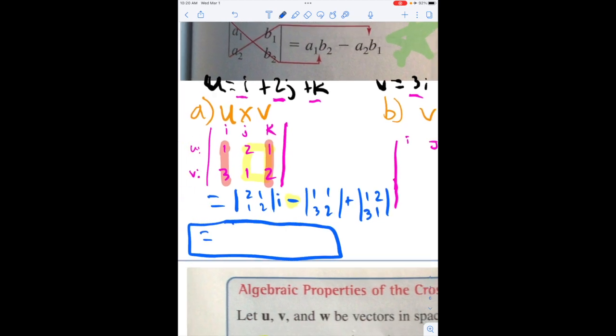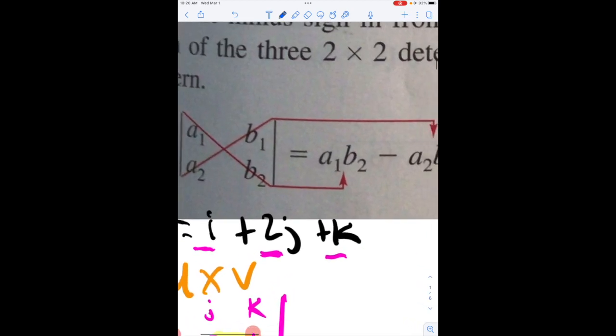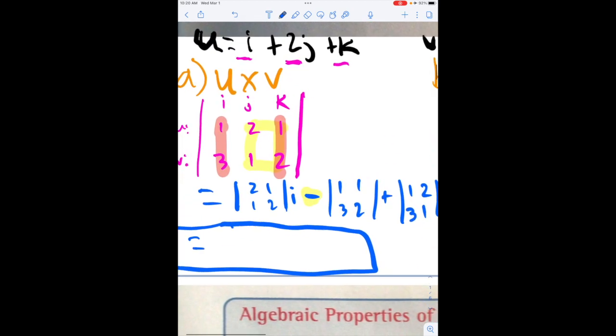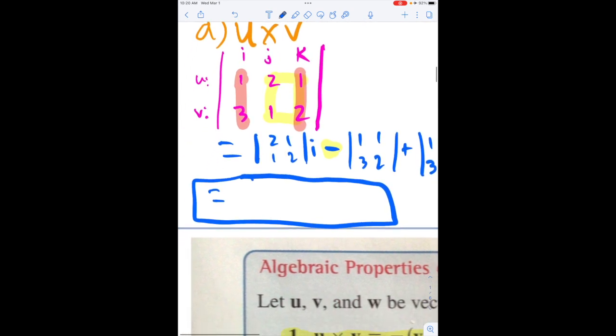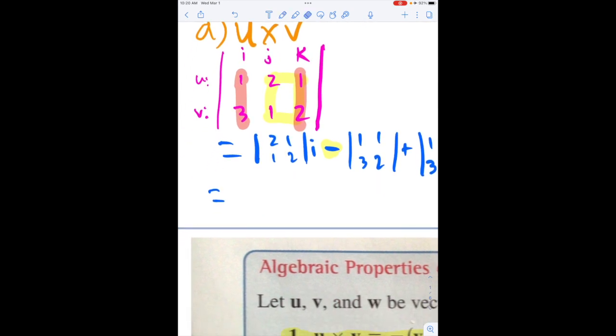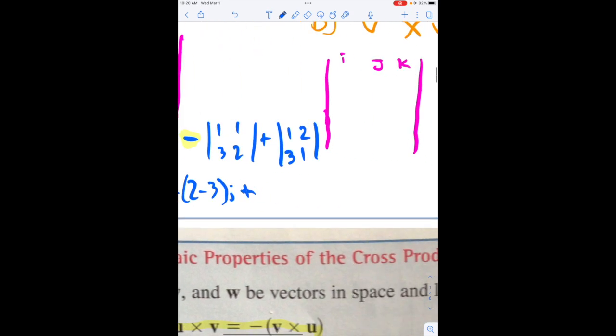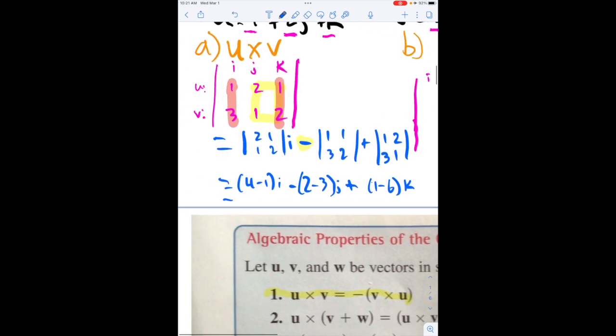Now we do this step right here where we multiply at the diagonal. If I do that, this is going to give me 4 minus 1I minus 2 minus 3J. What am I doing? I am cross multiplying. And the last term is going to be plus 1 minus 6K. So when we simplify, we get an answer of 3I plus J minus 5K.